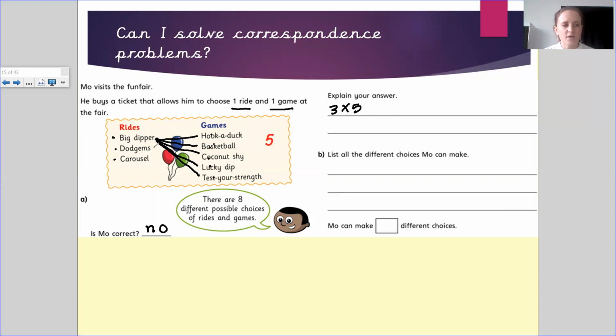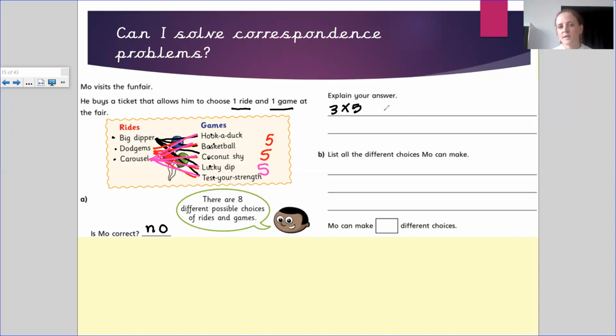I'm going to use my red to show you the dodgems. The dodgems would be the same. You could do dodgems and Hook a Duck, dodgems and Basketball, dodgems and Coconut Shy, dodgems and Lucky Dip, dodgems and Test Your Strength. And that's another 5 possibilities. The last one we'll do in that color, the carousel and Hook a Duck, carousel and Basketball, carousel and Coconut Shy, carousel and Lucky Dip, and carousel and Test Your Strength is another 5 games and ride choices that he could make. Explain your answer.